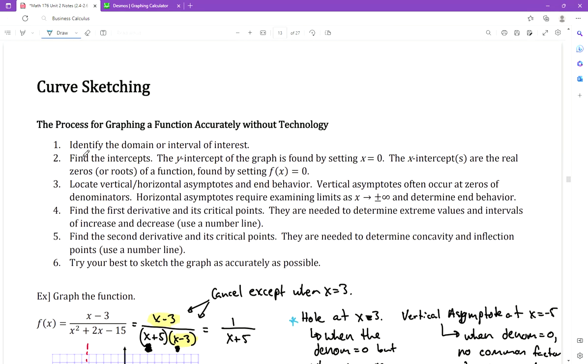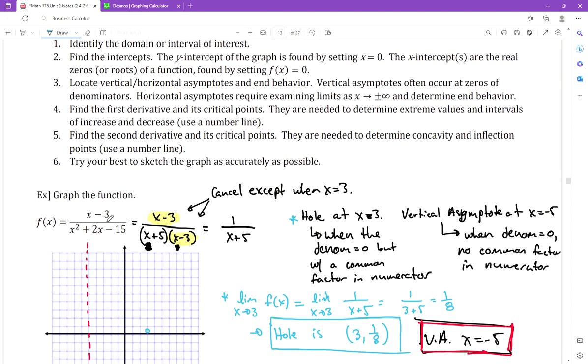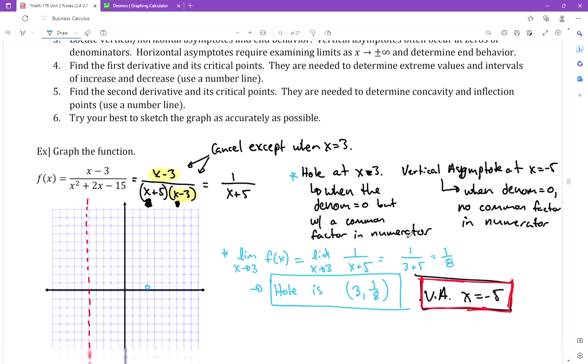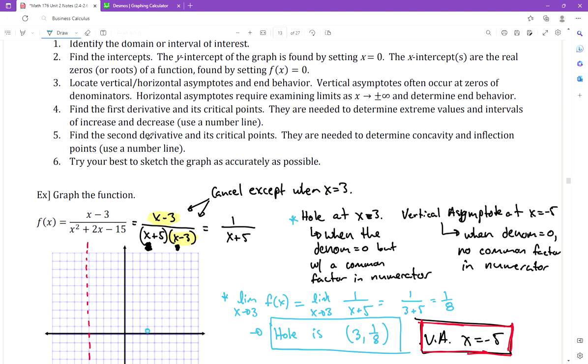And all of these are just different steps that we can do. It really doesn't matter too much the order. So when I have step 1 here, identify the domain or the interval of interest. I know it's a rational function. I know the domain has restrictions in the denominator when the denominator is 0. So that's why I went to that first right away. So I got those 2 pieces right away. And then now let's find some other information.